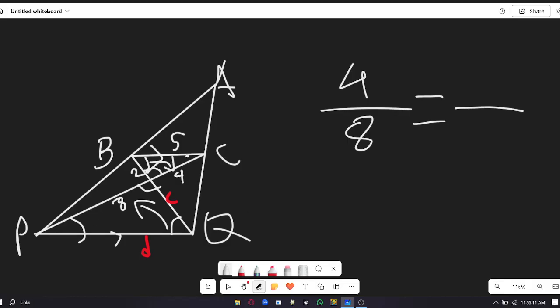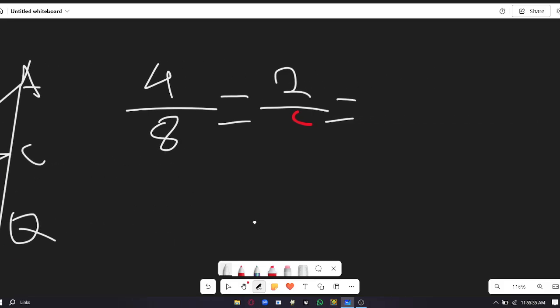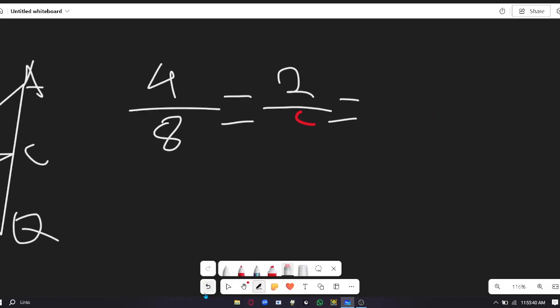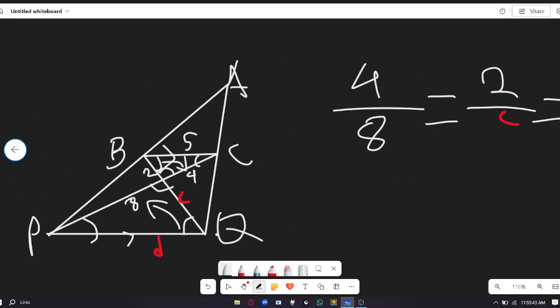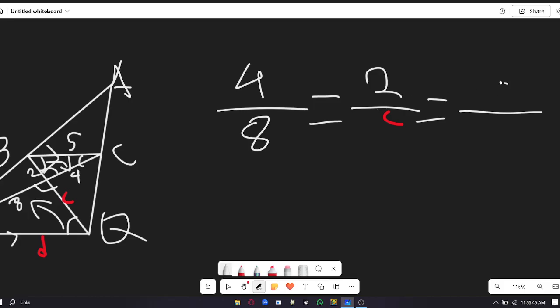And this angle is alternate to this angle. So this opposite side ratio, starting with small again, is 2, and for this one, it's C. This is equal to, what else do we have? The remaining side, which is the big angle. So we start with the small one, which is 5, and the big one, which is D.